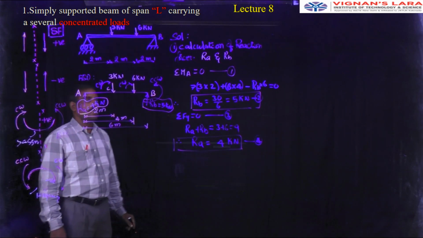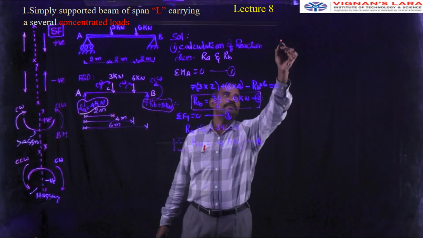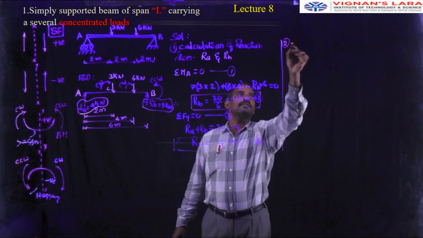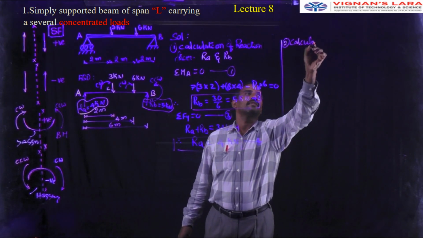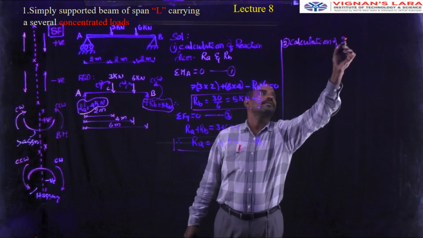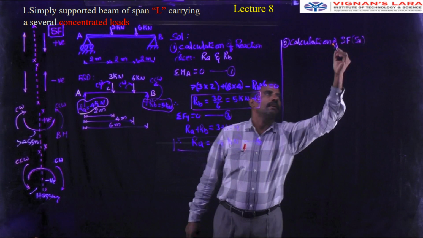Once you have calculated RA and RB, then you can draw the shear force and bending moment diagrams. For that, the second step is the calculation of shear force. Shear force is represented as SF, that may be Sx.